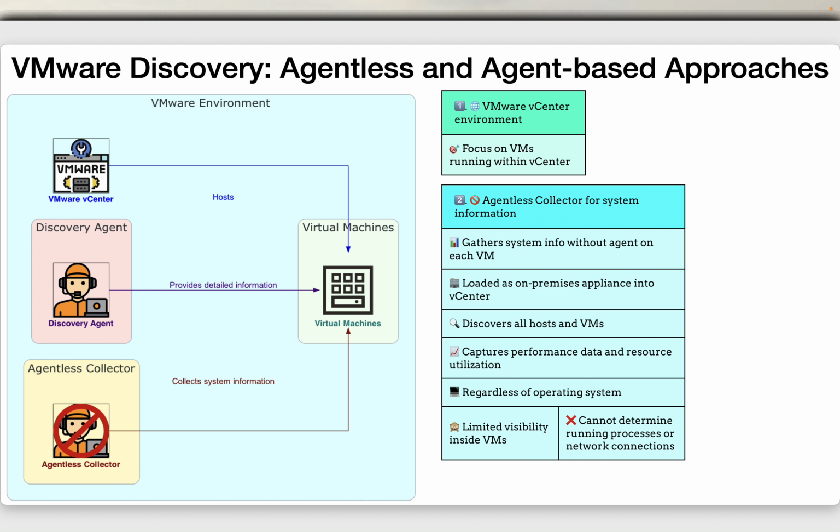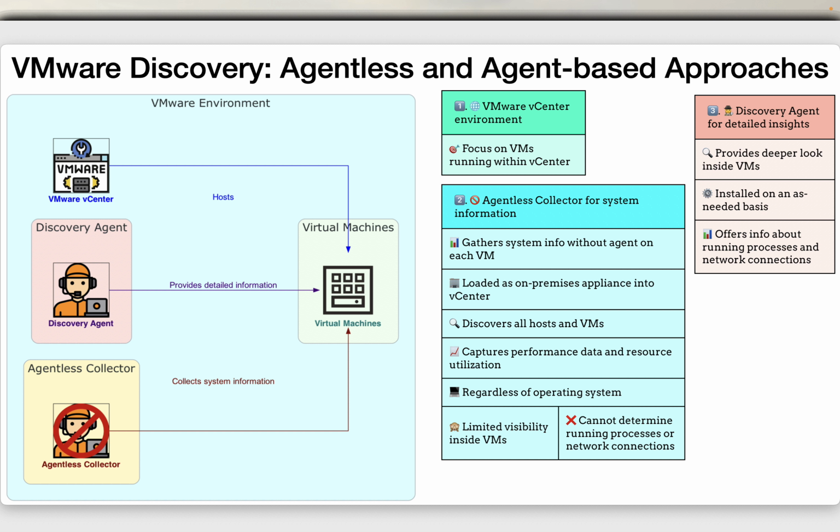So first is the agentless collector for system information. The agentless collector can be used to gather system information from VMs without installing an agent on each VM. It is loaded as an on-premises appliance into vCenter and discovers all hosts and VMs. The agentless collector captures system performance information and resource utilization of each VM regardless of the operating system. However, it has limited visibility inside the VMs and cannot determine running processes or network connections.